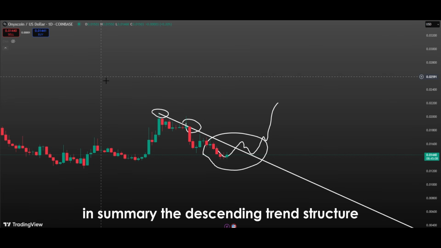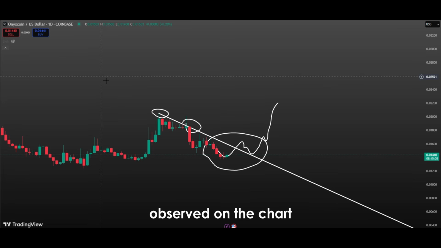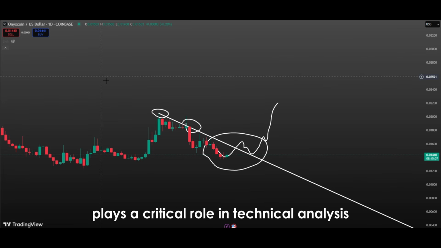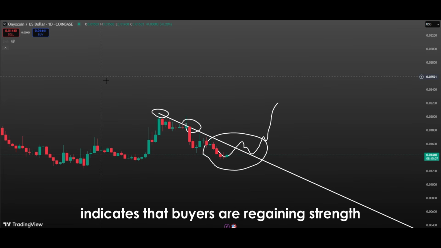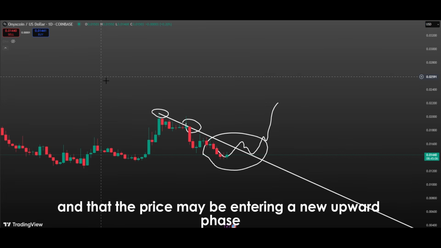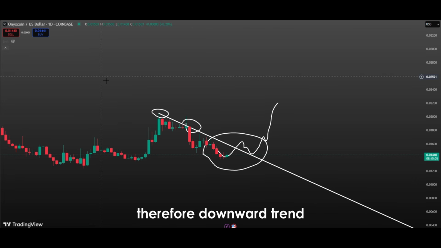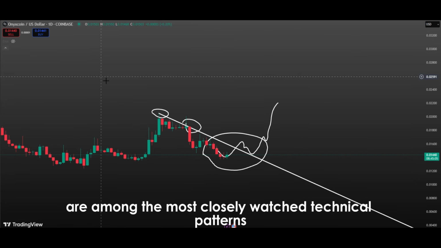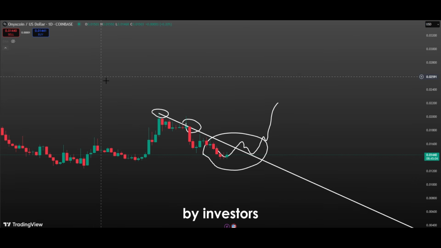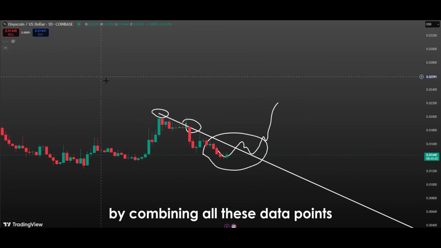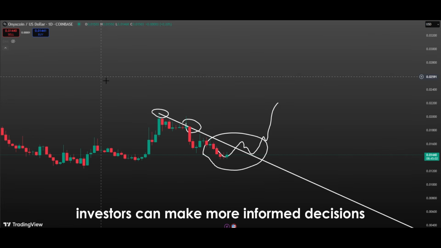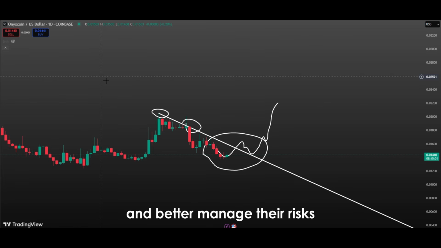In summary, the descending trend structure observed on the chart plays a critical role in technical analysis. Breaking this structure indicates that buyers are regaining strength and that the price may be entering a new upward phase. Therefore, downward trend breakouts are among the most closely watched technical patterns by investors. When such a breakout occurs, volume, indicator signals, and the price's reaction afterward must be carefully analyzed. By combining all these data points, investors can make more informed decisions and better manage their risks.